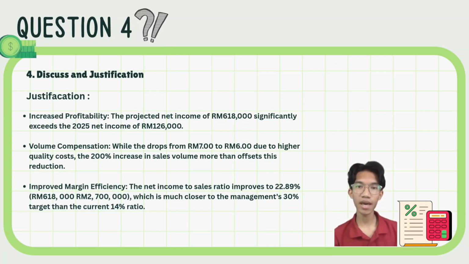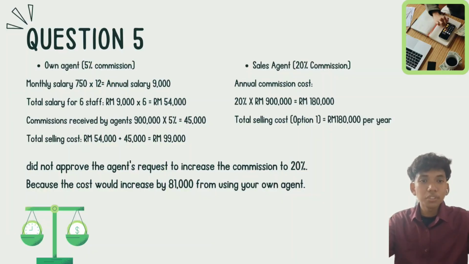Justification for the question: the company has the possibility to proceed with the plan because there is an increase in profitability, volume compensation, and improved margin efficiency. I will explain question 5.